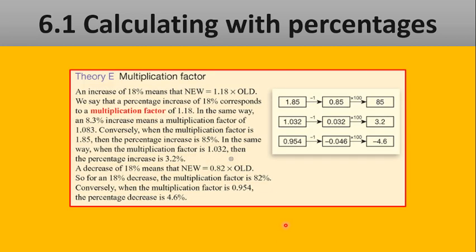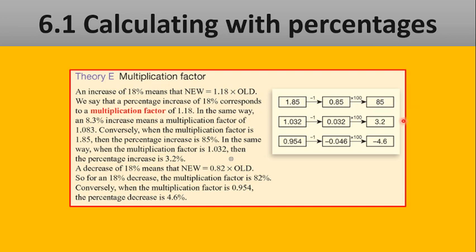And the last theory part is all about the so-called multiplication factor. As this theory says, we say that the percentage increase of 18% corresponds to a multiplication factor of 1.18. So really the only thing new that this theory is going to give you is that the decimal number that we used to replace the 18% is called the multiplication factor. And you can, as you can see in these boxes, calculate from this multiplication factor back to a percentage as well. In that case, you have to do minus 1 times 100, right?